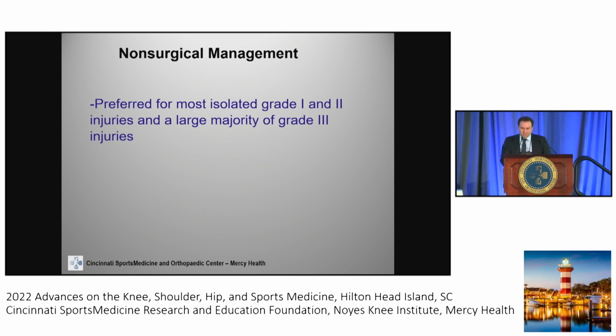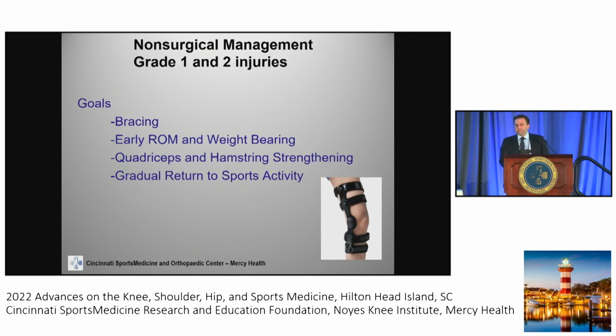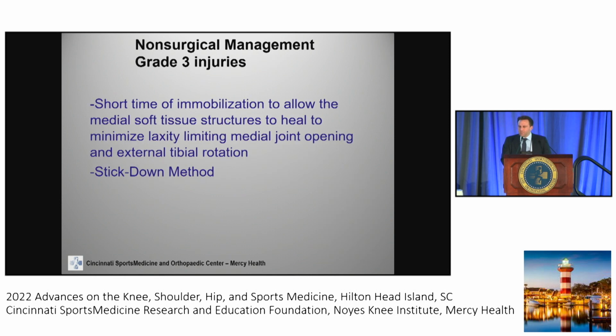Really, non-surgical management is the mainstay of treatment for most isolated grade 1 and 2 injuries and a large majority of grade 3 injuries. The goals of non-operative management include bracing, early range of motion, weight bearing. We want to activate the quadriceps and hamstring with a gradual return to activity. Grade 3 injuries oftentimes will require a short time of immobilization to allow the soft tissue sleeve to heal in order to minimize laxity, joint opening, and external rotation of the tibia.